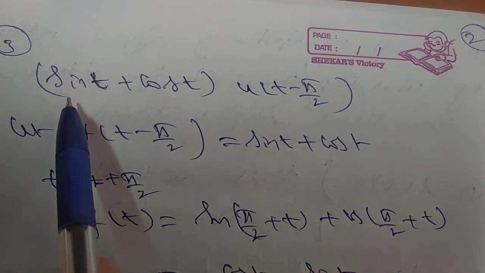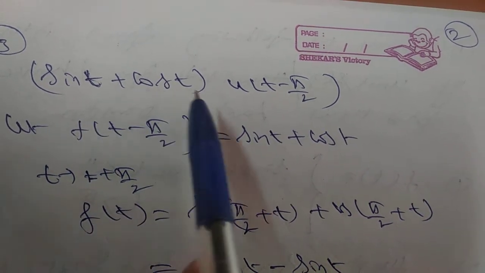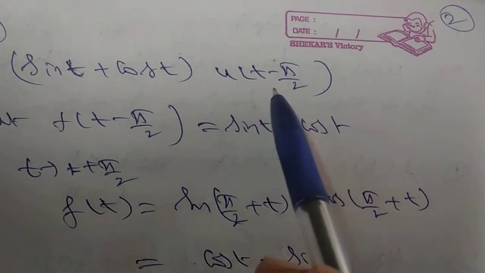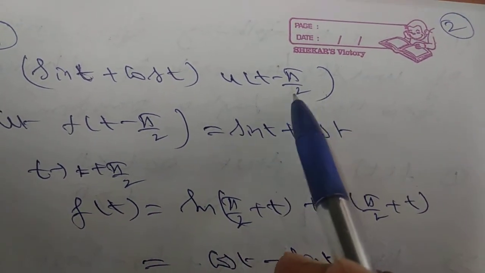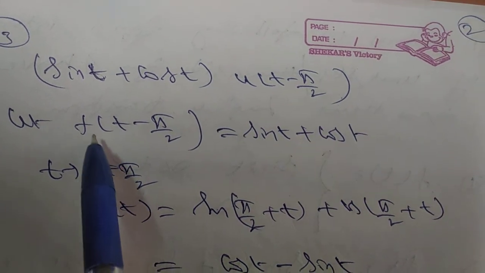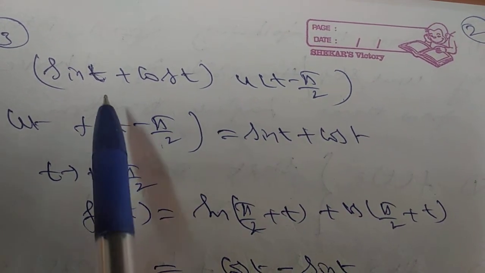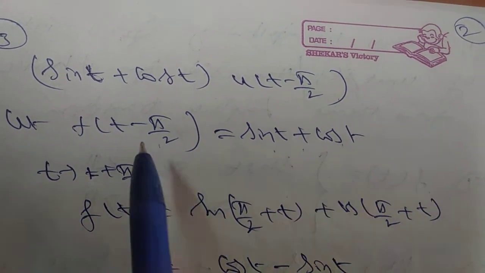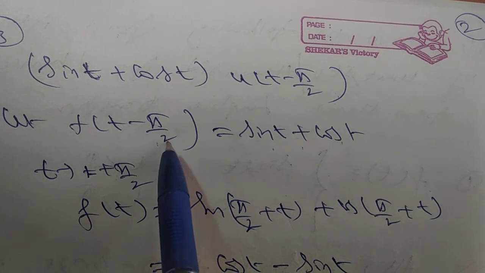Next problem. Find the Laplace transform of sin t plus cos t u of t minus pi by 2. So u of t minus pi by 2 means u of t minus a. A is equal to what here? Pi by 2. So same thing. You take f of t minus pi by 2. Here what is there? That one you have to write. So that means sin t plus cos t. So f of t minus pi by 2 is there.